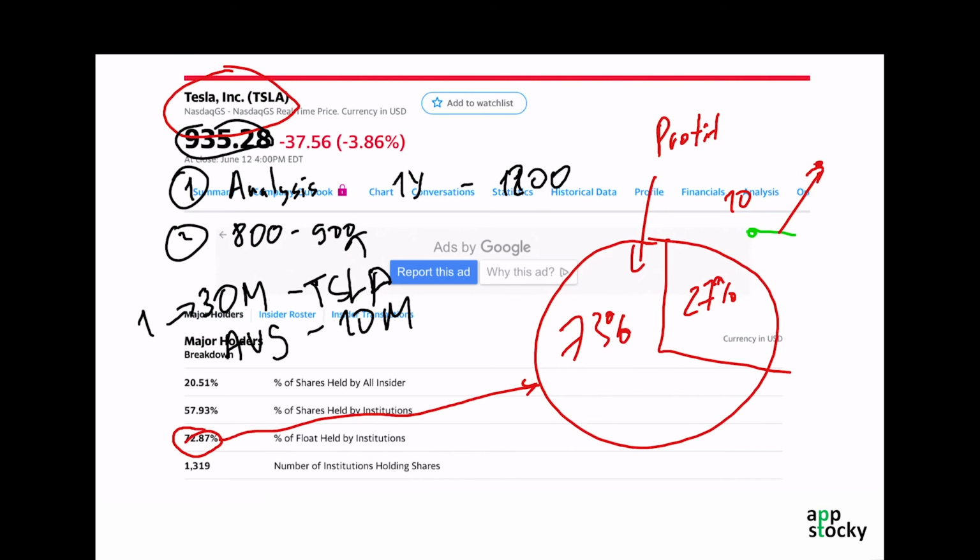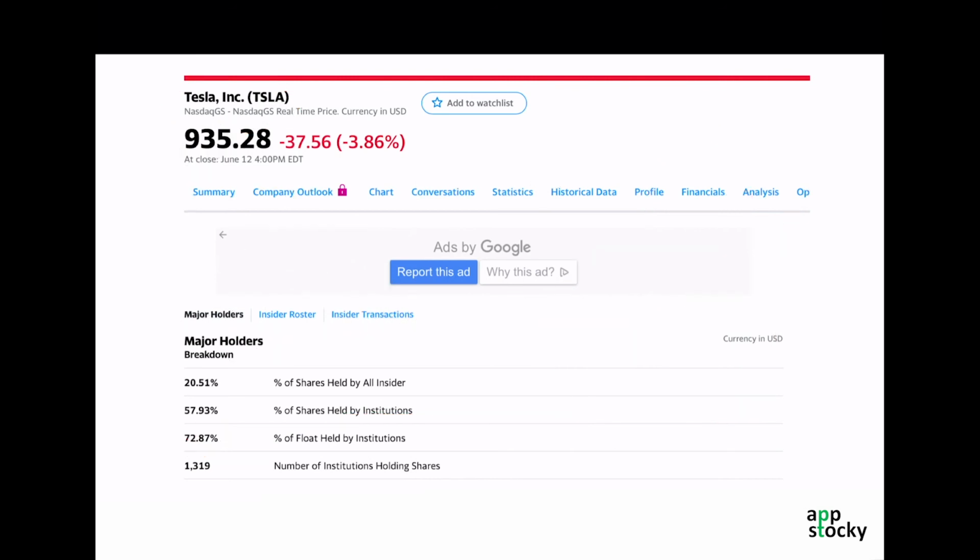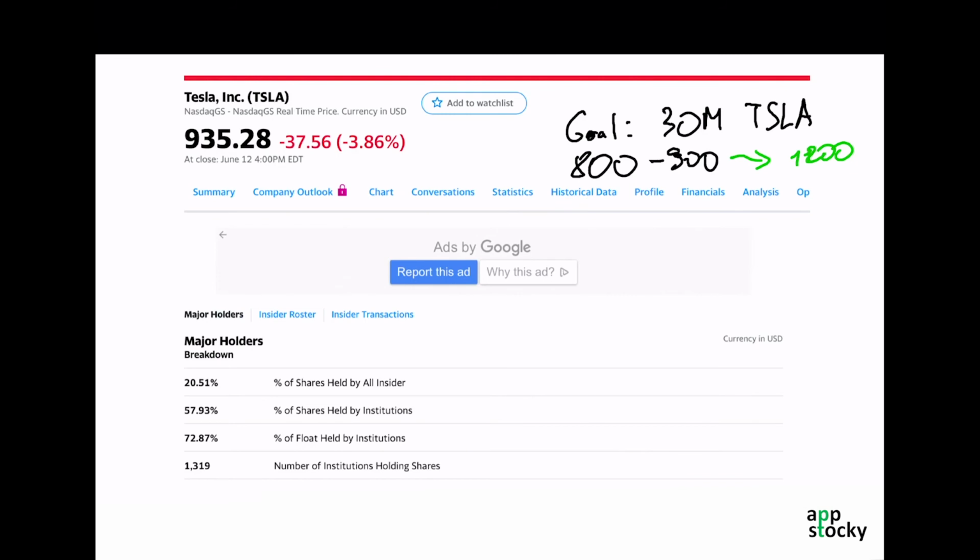However, there are other players on the market that will not allow you to do that. Now, let's take it separately. So the goal is to buy 30 million shares of Tesla with the given target price of 800, 900, knowing that in 1 year it would be 1,200, for example. It's the price which they would use as the take profit, and the daily supply is only 10 million, right? Now, let's put it this way.